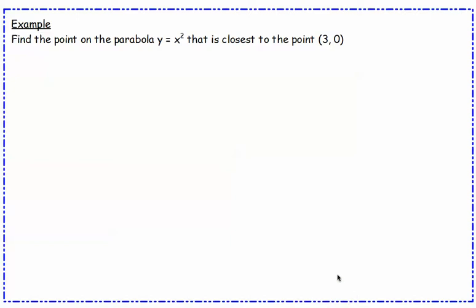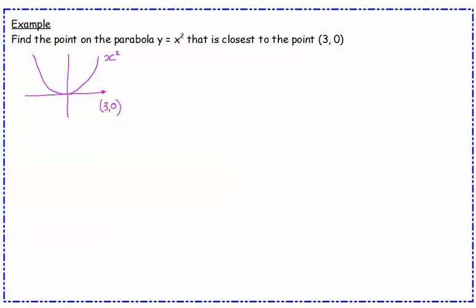Okay, this is the first of the two examples that we need to go through for the maximum and minimum problems. So we're finding a point on the parabola y equals x squared that is closest to the point (3, 0). The first thing you want to do is try to make sense of what the question is asking, by drawing yourself your parabola, x squared. Then we're looking at the point (3, 0), so somewhere roughly around there would be the point (3, 0).